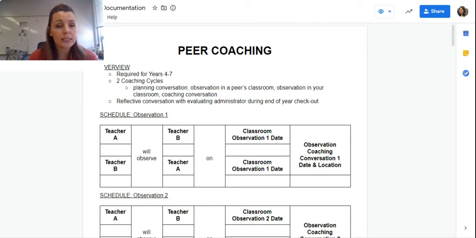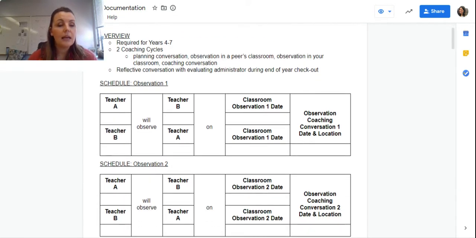Within each coaching cycle, you will have a planning conversation, an observation in a peer's classroom, observation in your own classroom, and then a coaching conversation. At the end of the year, you will have a reflective conversation with your evaluating administrator during the end of year checkout. Here you will see a table that will help you schedule your peer observations as well as your coaching conversations.